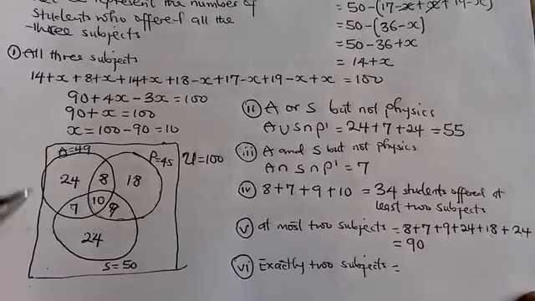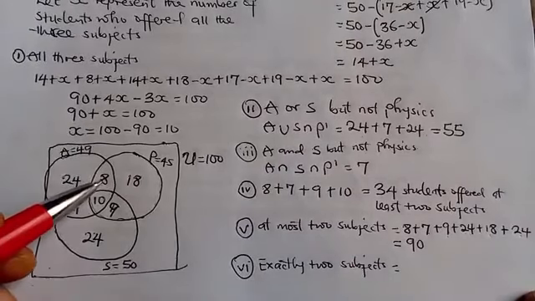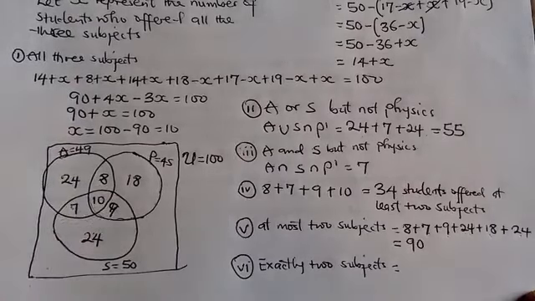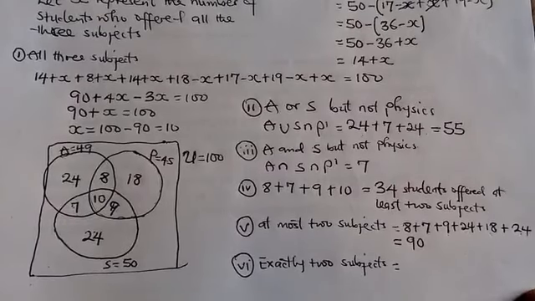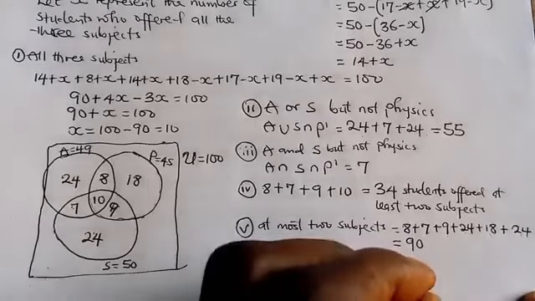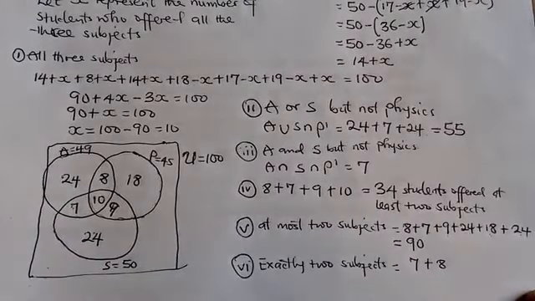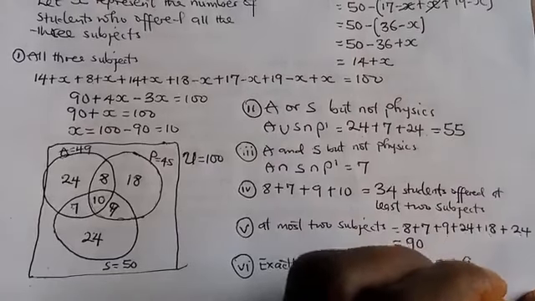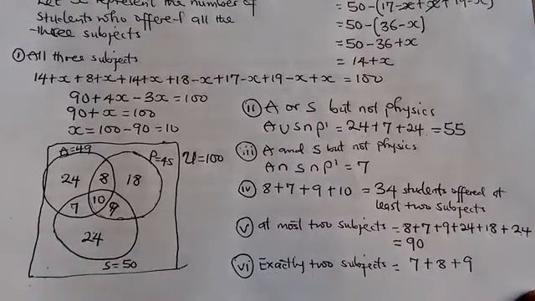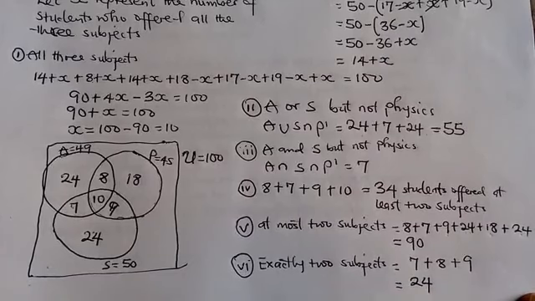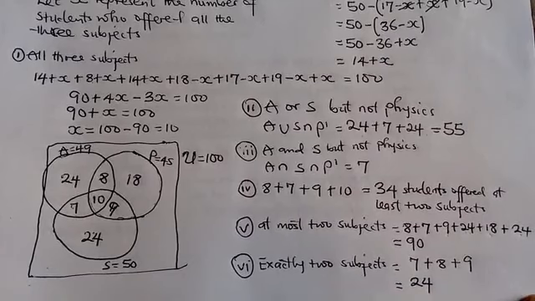We have those that offer algebra and physics, algebra and statistics, physics and statistics. That is those that offer exactly 2 subjects. So we are going to have 7 for algebra and statistics, plus 8 for algebra and physics, plus 9 for physics and statistics. 7 plus 8 is 15. 15 plus 9, we have 24. So 24 students offered exactly 2 subjects in that survey.